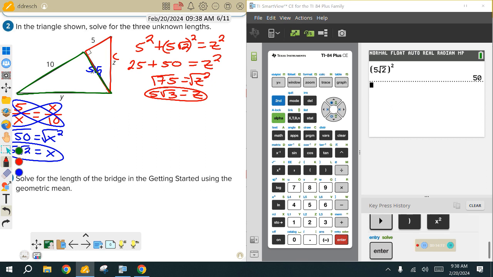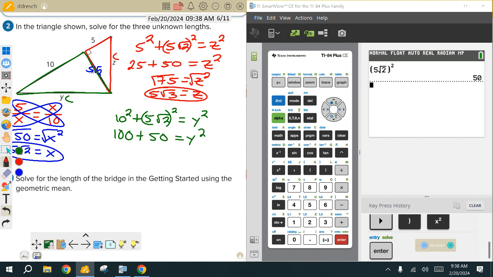Y. Thank you. So what do I got? 10 squared plus 5 root 2, there's my parentheses, equals what? Y squared? And we just did 5 root 2 a second ago, didn't we? So 150, right?